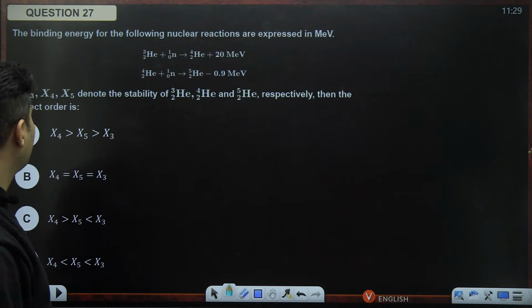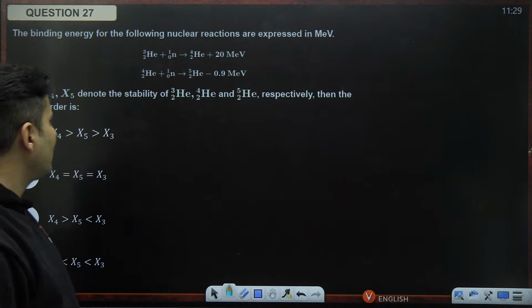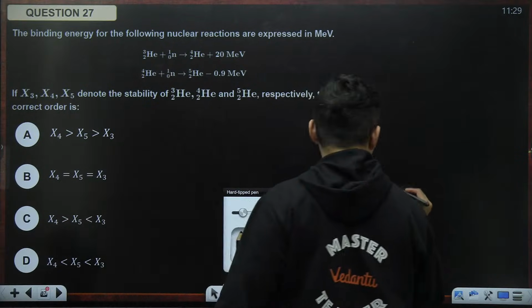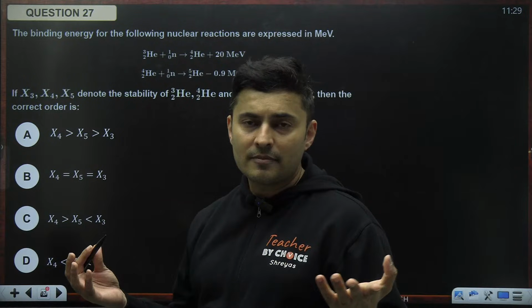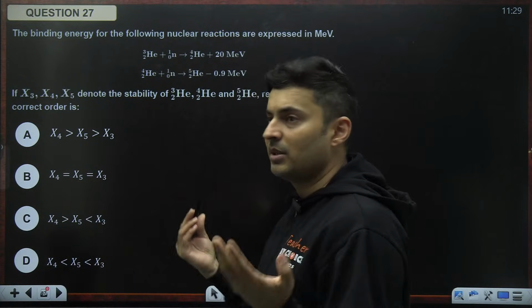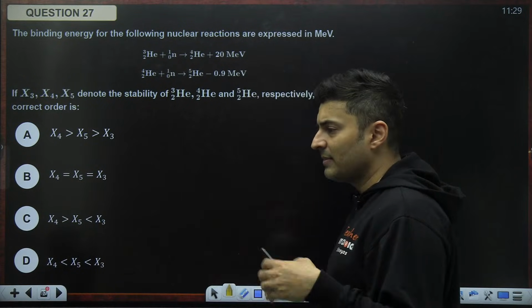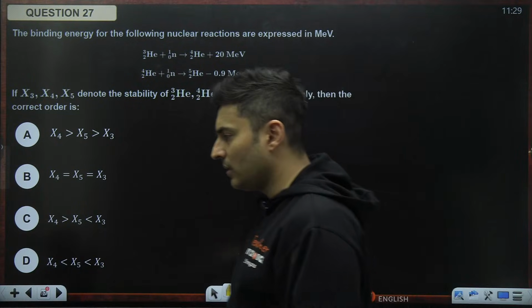There are two nuclear reactions given. Compare the stability. If somebody is releasing energy, meaning you are becoming stable. If somebody is absorbing energy, that means you are becoming unstable. That's all.